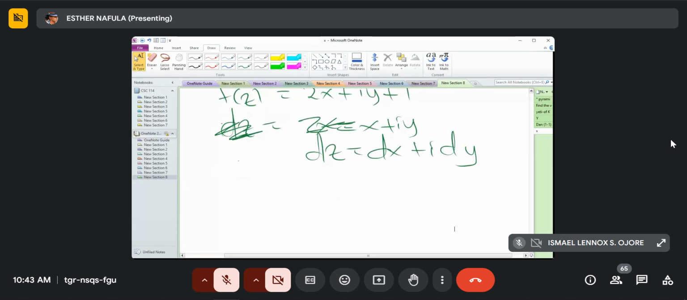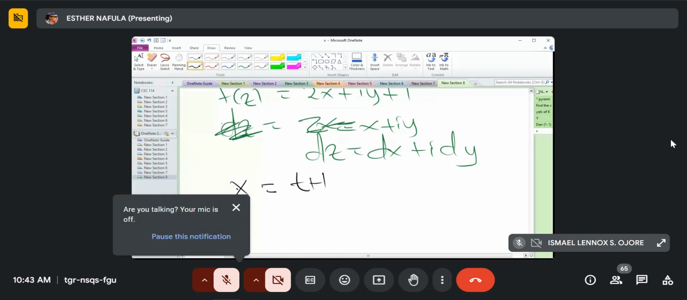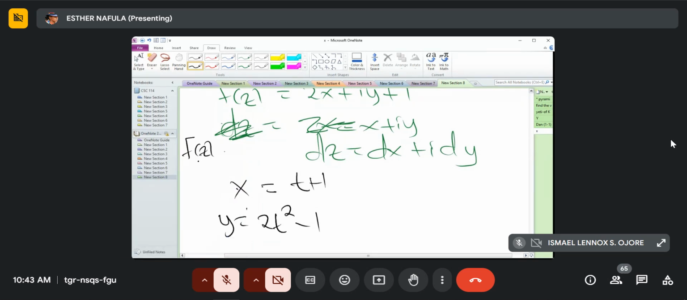But we need to convert our z from x and y to a function of the variable t. How to do that? We're given the parameterization of x and y as x equals t plus 1, y equals 2t squared minus 1. So we want f of z dz, but it should be given in terms of the parameter t. Let's first get our dx and dy, then proceed to convert our f of z.